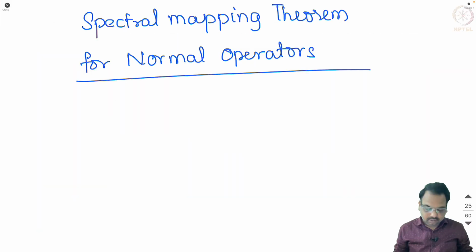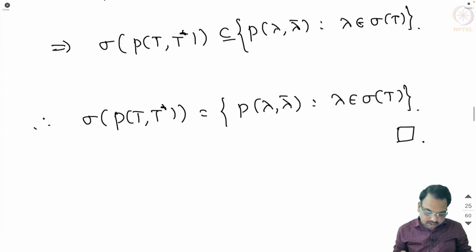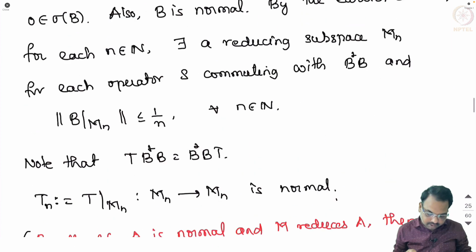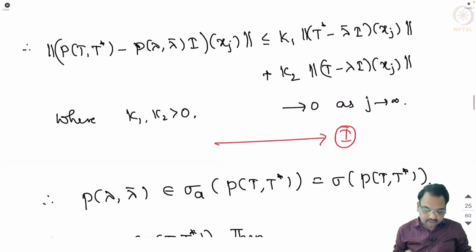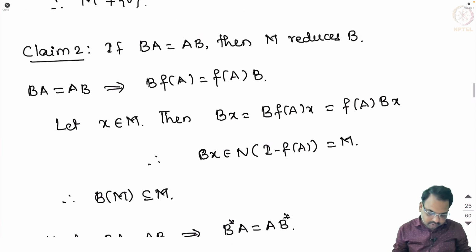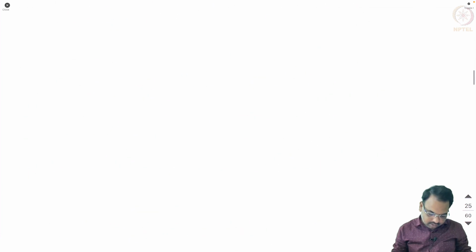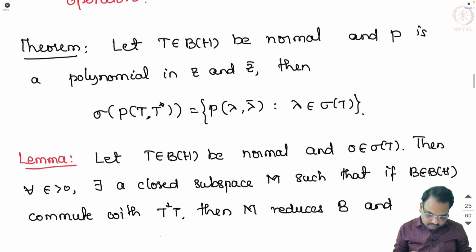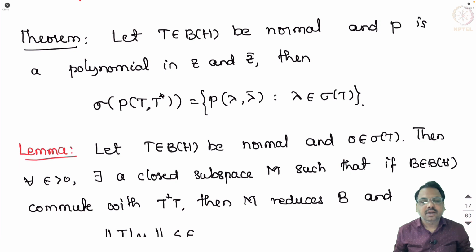Hi everyone. In the last lecture, we discussed the spectral mapping theorem for normal operators. The polynomial version we have seen. That means if P is a polynomial of two variables z and z bar, and if T is a normal operator, we have shown that the spectrum of P(T, T star) equals P(lambda, lambda bar), where lambda is in the spectrum of T.